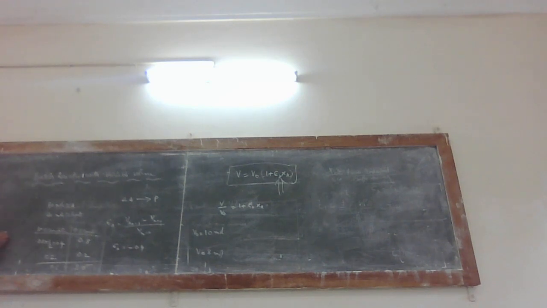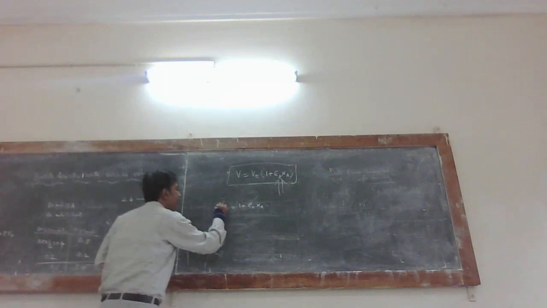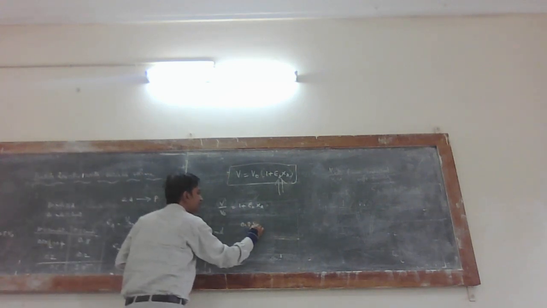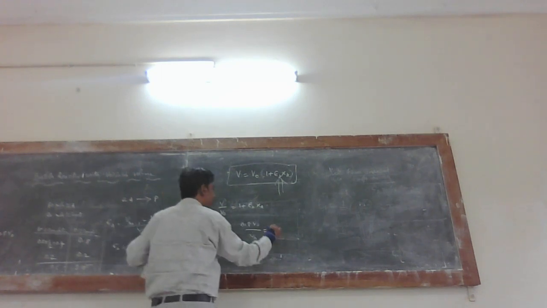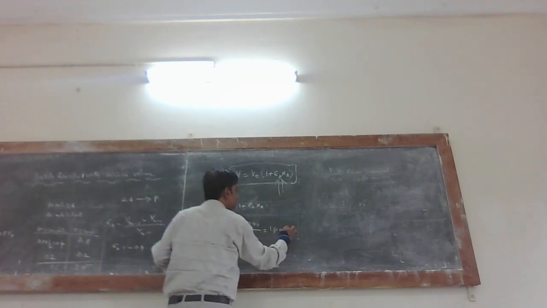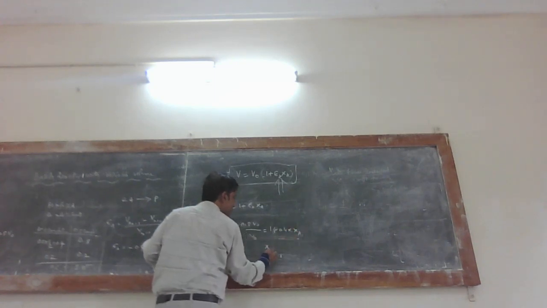If I start with initially V naught, my final volume will be 0.8 times V naught because 20% decreased. So your final volume will be 0.8 times V naught. So 0.8 V naught is equal to V naught into 1 plus epsilon A, already minus 0.4, into xi. So calculate xi from this expression.